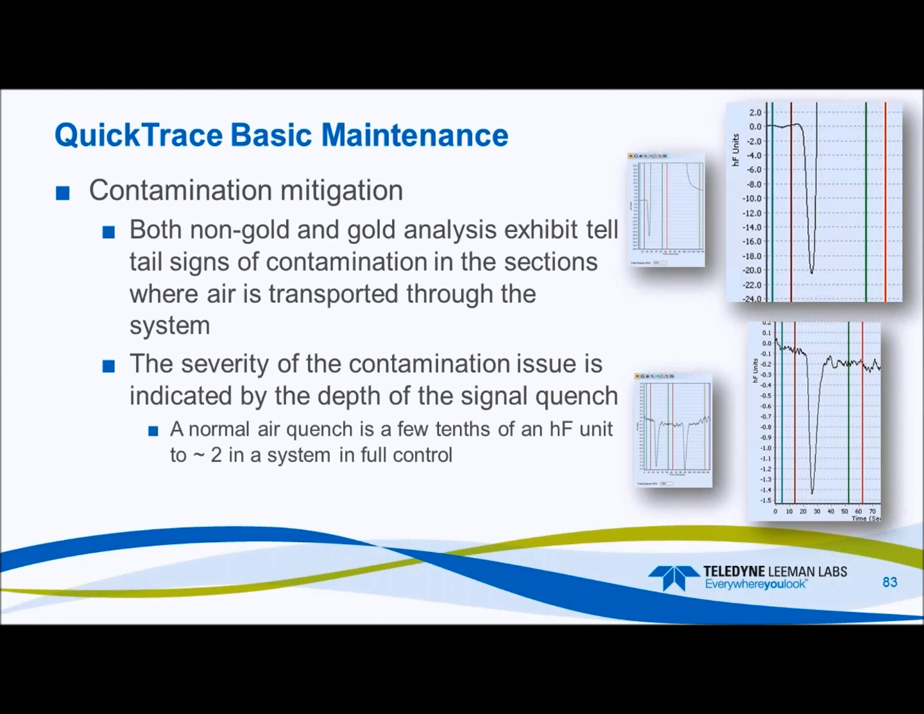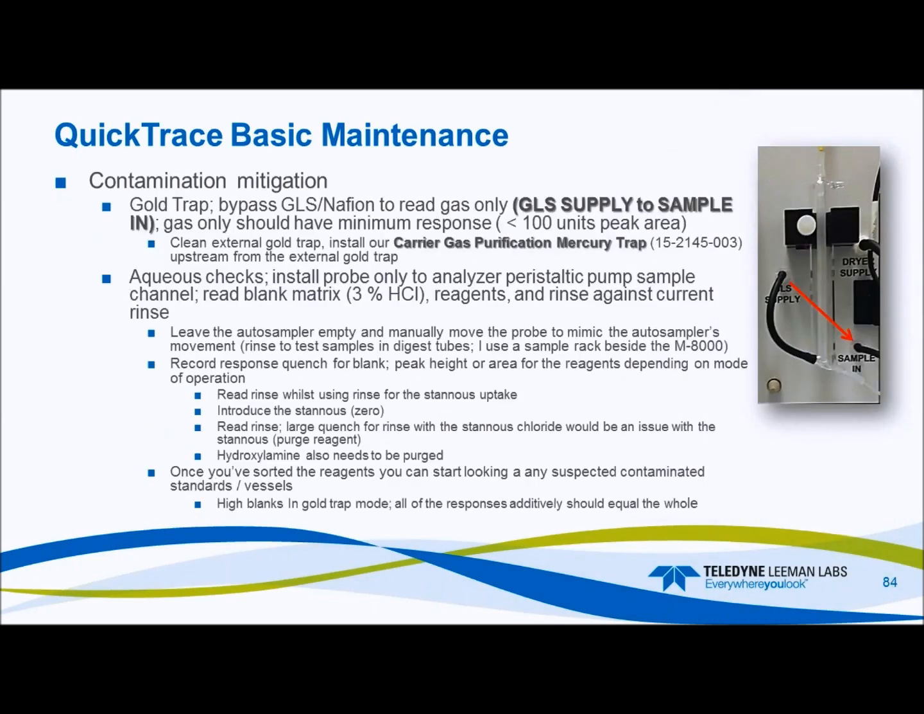You can see it in the gold trap. You can see it in the non-gold trap. So if you observe this system while you're doing your peak profile, that will eliminate a lot of headaches before you get into actually trying to calibrate the system. To try to source some of these contamination issues, you can bypass the GLS and take the GLS supply and go right to the sample end, so you can read your gas.